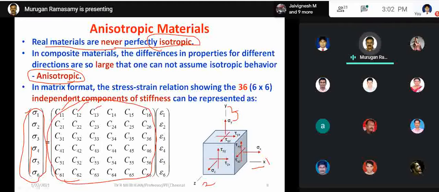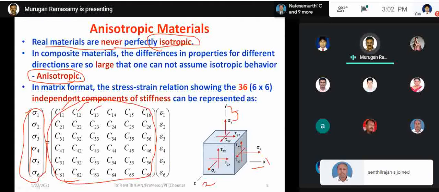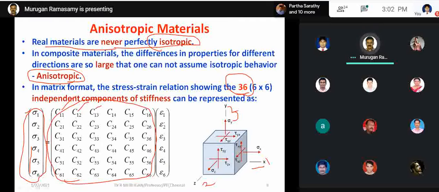So we need a total of 36 constants, a 6 by 6 matrix. So 36 elastic constants are required for defining an anisotropic material. Then only can we apply an anisotropic material for a particular application, right? If you want to measure the stress developed in an anisotropic material, we need a total of 36 elastic constants. Determining the 36 elastic constants practically is very difficult.